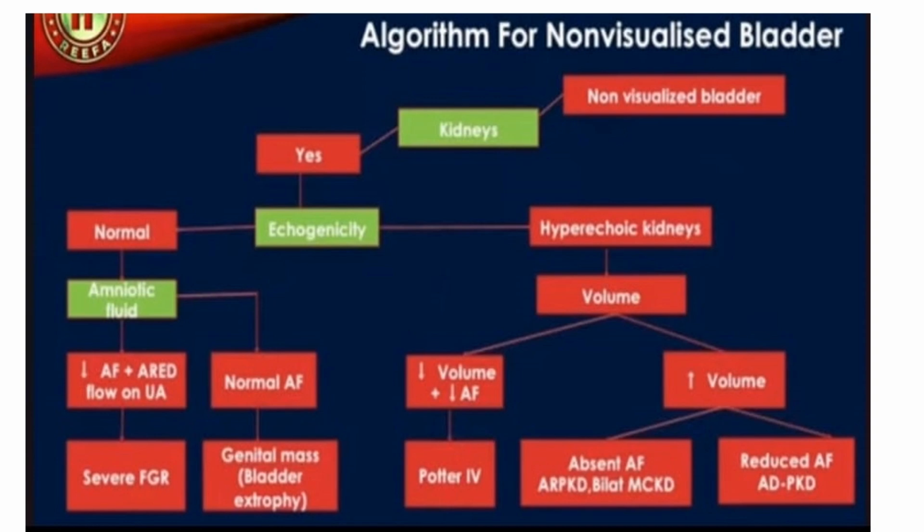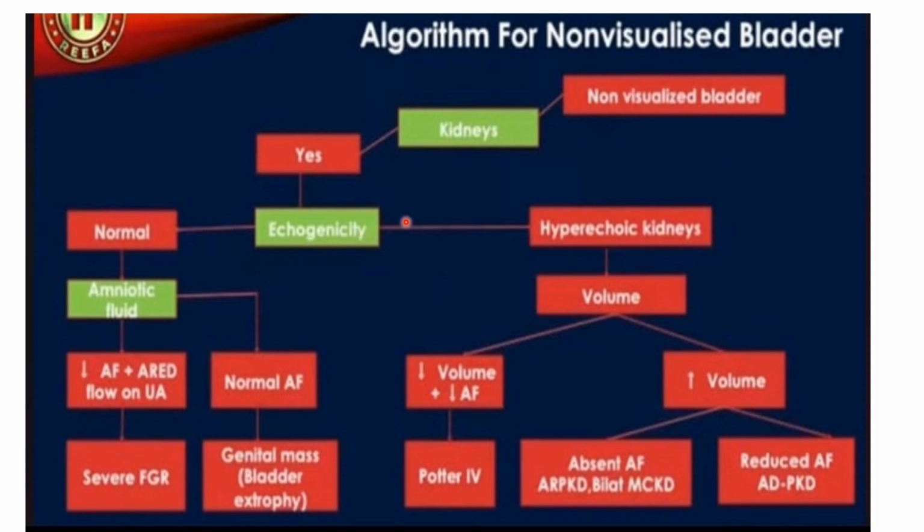This is the algorithm for the non-visualized bladder. In case of non-visualization of the bladder, we have to look at the echogenicity of the kidneys. If the echogenicity of the kidneys is normal, we have to look at the amniotic fluid. If the amniotic fluid is reduced with absent or reversed end diastolic flow on umbilical artery Doppler, we have to think of severe fetal growth restriction. If the amniotic fluid is normal, with normal echogenicity, we have to think of a genital mass, that is bladder exstrophy.